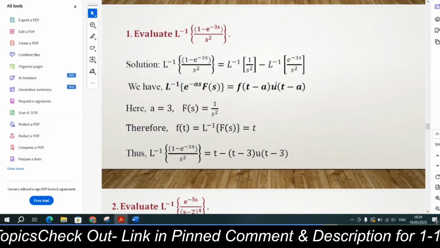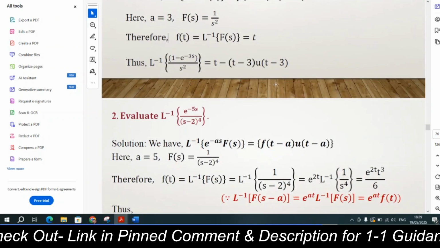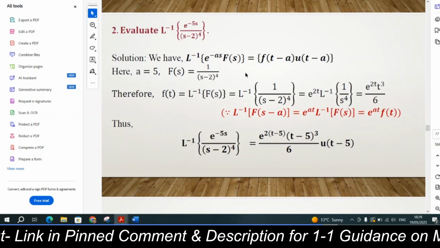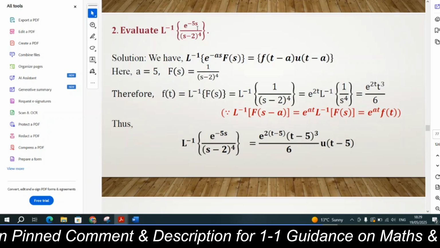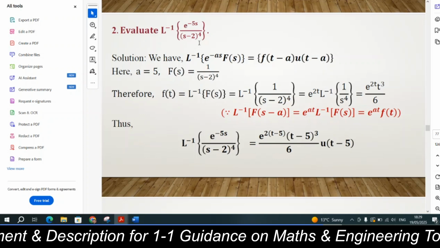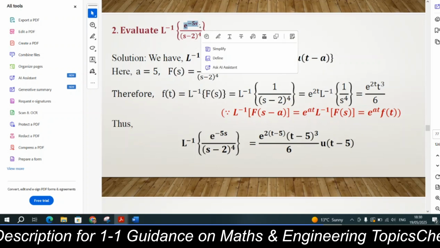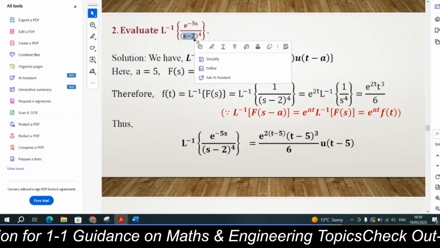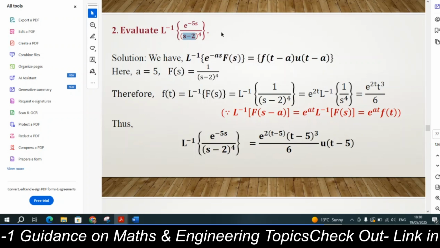So they have not done this part separately, but since the 1 by s square is common, they have mentioned it directly over here. Okay, but had it been separate, it was expected you would write it separately. Anyways. Got it. Okay, so the solution clear? Any doubts? No. Okay, let's proceed.